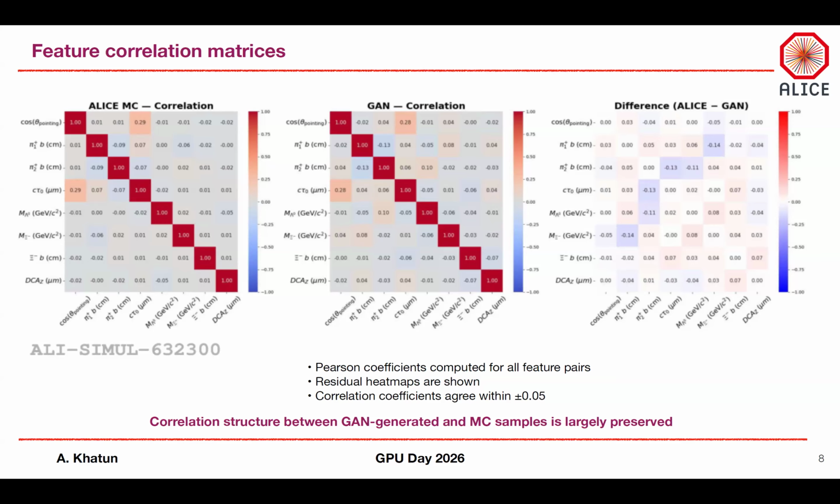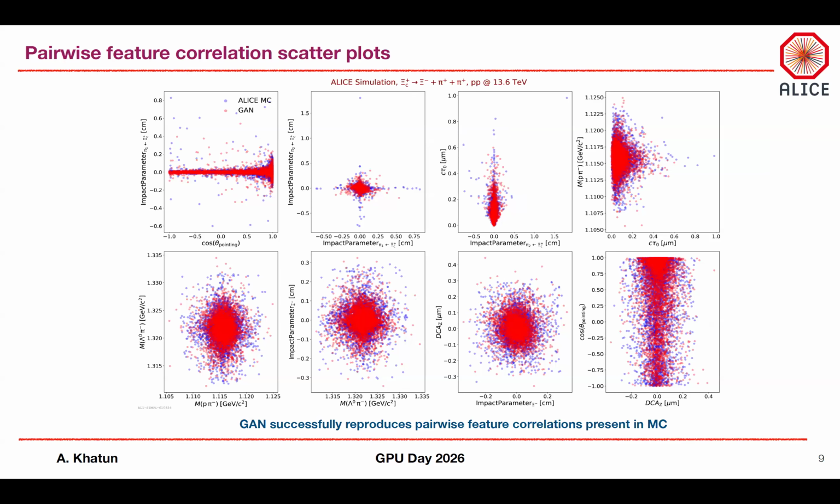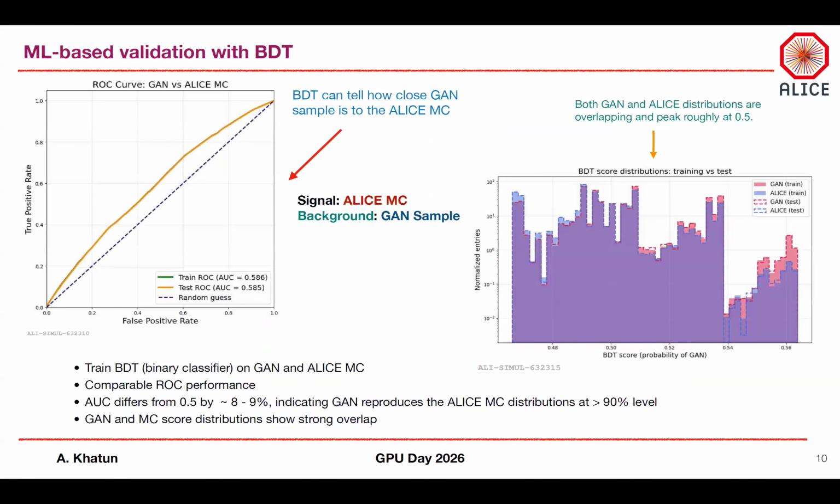It also shows the correlation looks very similar. It shows that in the generated sample the physical features are largely preserved. And then we have a pairwise scatter plot also. So you can see the physical space between these two is in the same phase space. That means these produced samples are not random. They are actually very similar to the ALICE Monte Carlo.